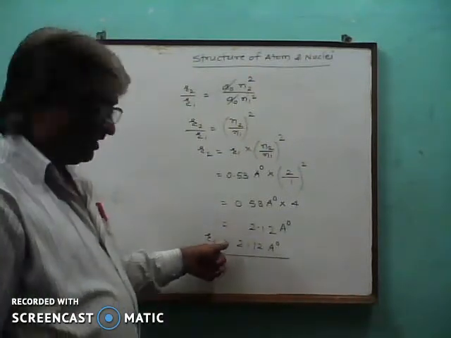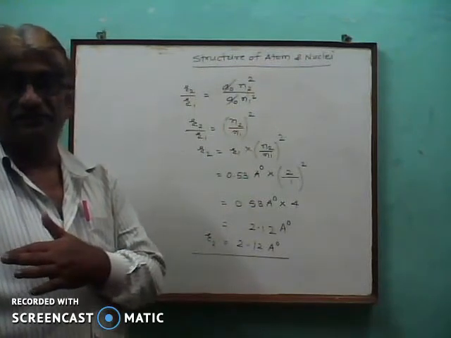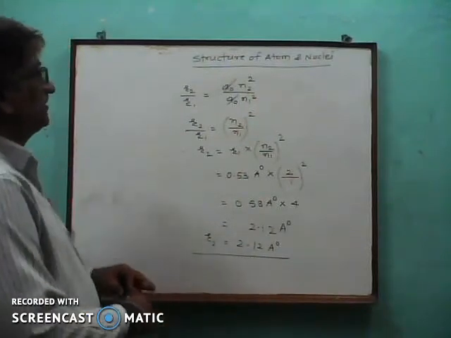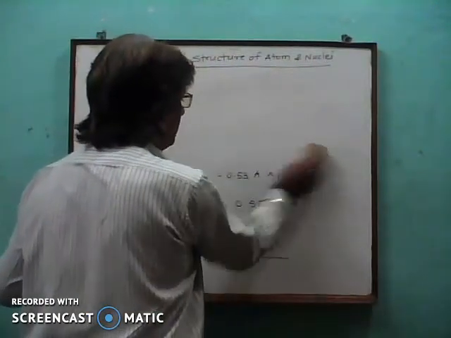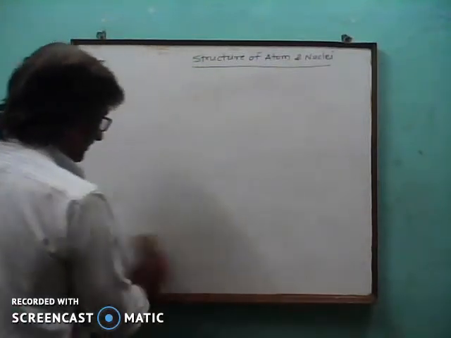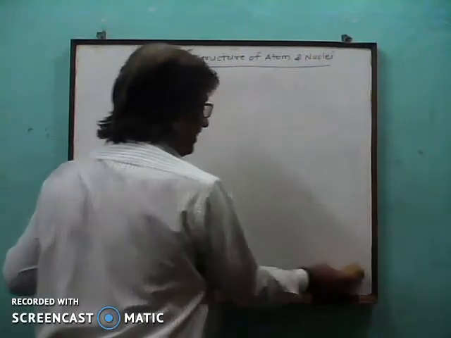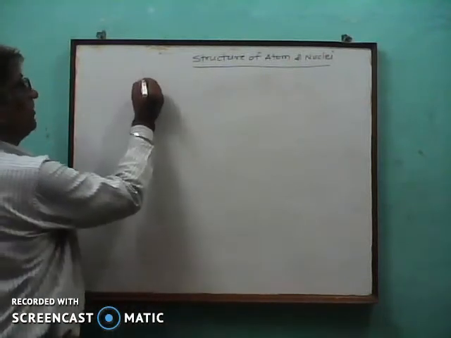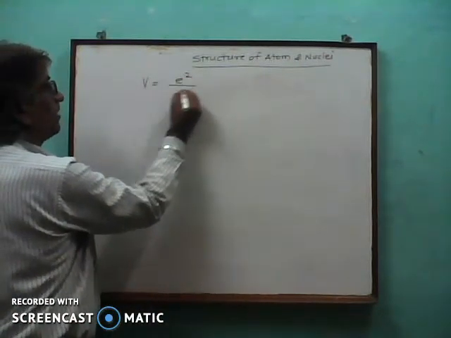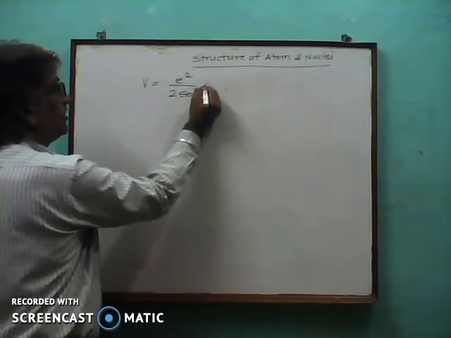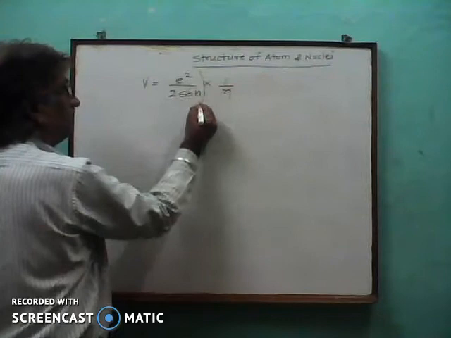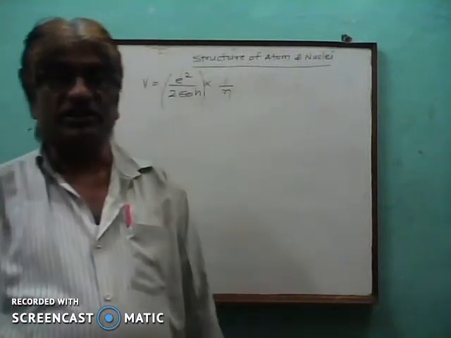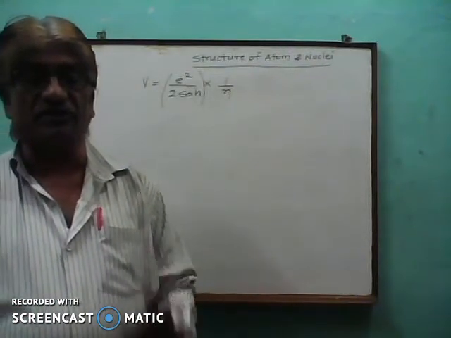It means the answer will be in increasing order. The radius will increase. Okay, but now the second expression will be seen, that is the velocity of electron in Bohr's orbit, or Bohr's theory of hydrogen atom. In that case, we know the formula for velocity will be v is equal to e squared upon 2 epsilon 0 h multiplied by 1 upon n. Using this formula, we can find the velocity of electron in the first orbit.